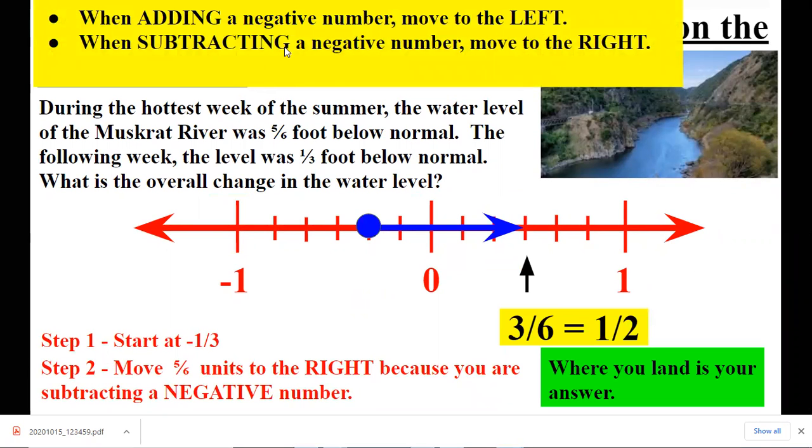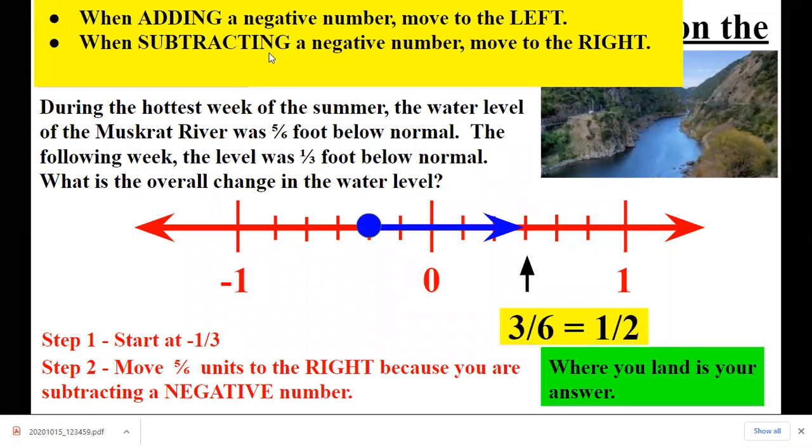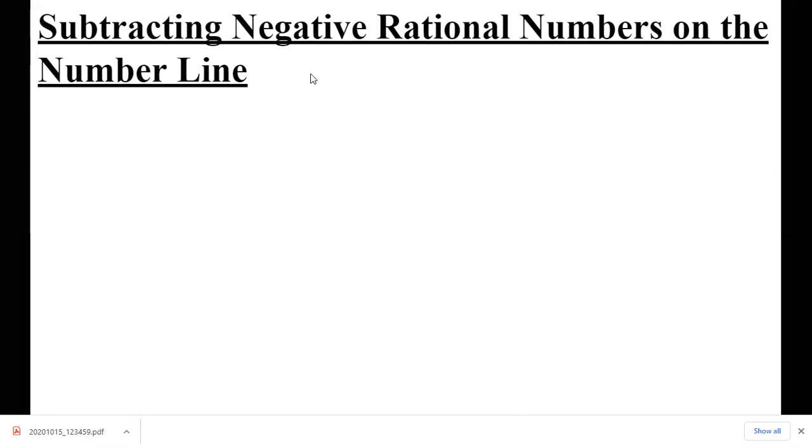Okay, can you see that? It says when adding a negative number, move to the left. It's just the opposite of adding a positive number. So just think about it. It's backwards, right? When adding a negative number, move to the left. When subtracting a negative number, move to the right. Because when you subtract it, you're going to get more to the right. Okay, subtracting negative rational numbers on the number line.